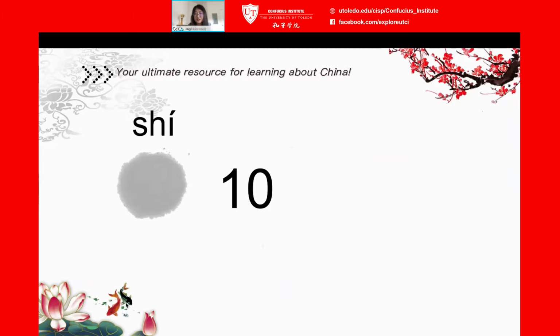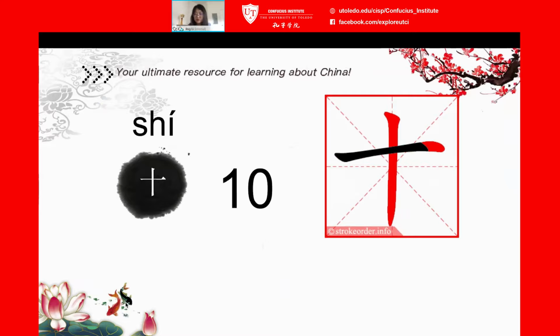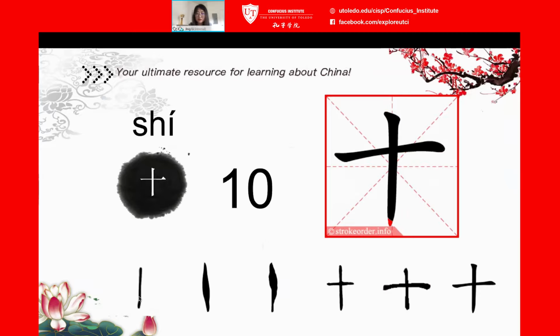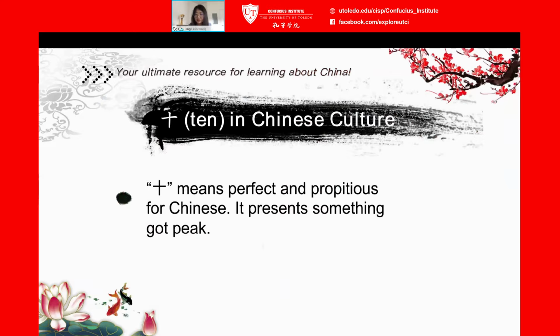So next number, shi. What does this character look like? In ancient times, Chinese people used a vertical rod to show 10. And because ancient Chinese characters were engraved in bronzeware, the middle of the vertical rod was broadened because of engraving. And as time went by, it became a vertical line. Yes, that's why number 10, shi, looks like this. In Chinese culture, 10 means perfect and propitious.